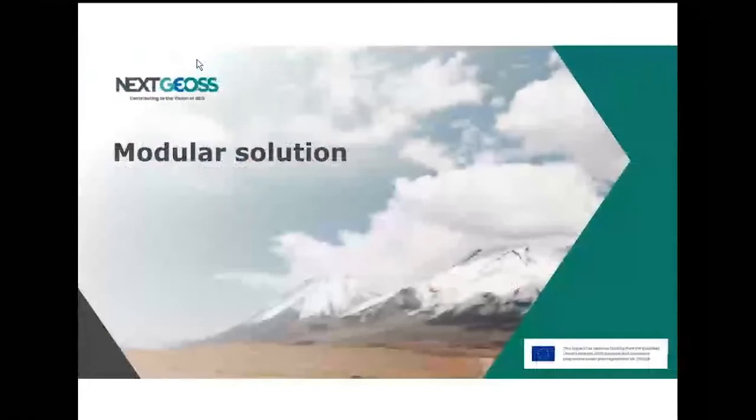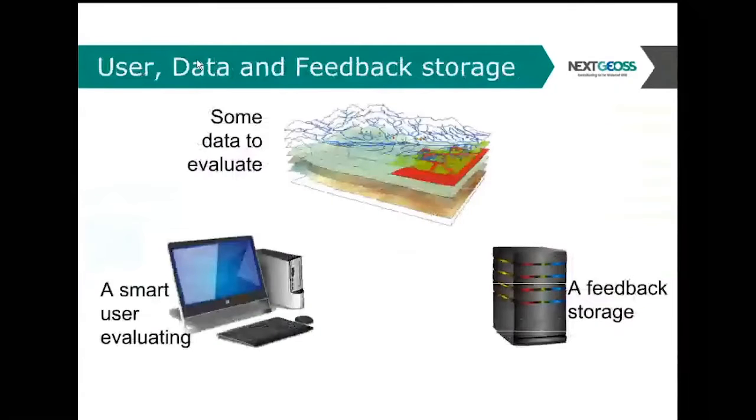What we are doing here in NextGEOSS is implementing that in practice. So we have a triangle between the user, the data, and the feedback storage. At the top of the image, you see some data that we are using and eventually want to evaluate and report about. Then we have a smart user who is taking a look at this and evaluating it. At another extreme of the triangle, we see the feedback storage. Somewhere on the internet, we will have one or many servers that store the user feedback.